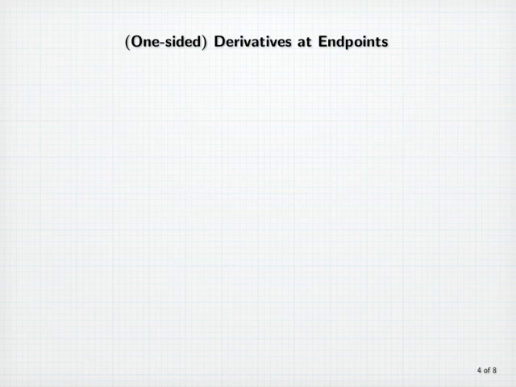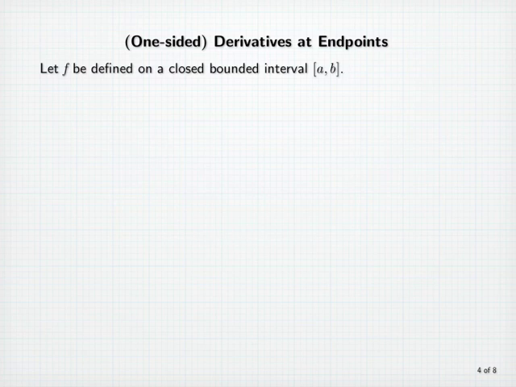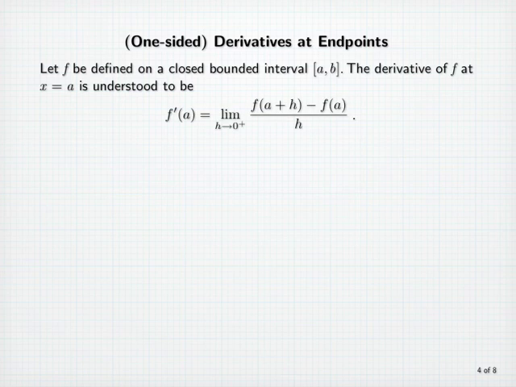One-sided derivatives at endpoints. Let f be defined on a closed bounded interval [a, b]. The derivative of f at the left endpoint a is understood to be the right-sided limit as h approaches 0 of the difference quotient (f(a + h) − f(a))/h. Notice that since a is the left endpoint, f(a + h) may be undefined when h is negative.